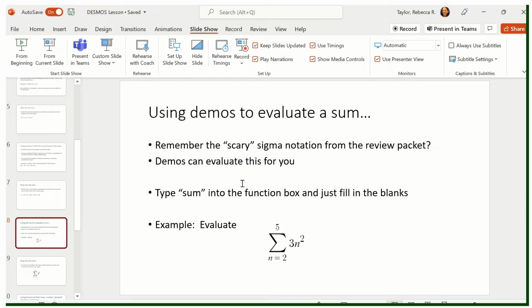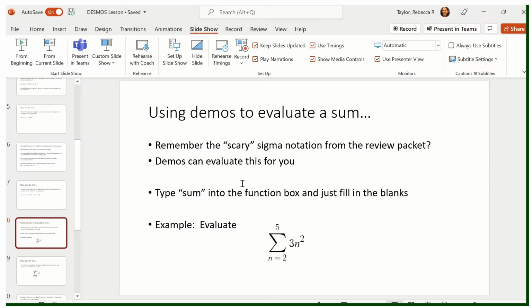Okay, so you can use Desmos. It does a whole lot of stuff. So now we're going to delve into, now that you have this tool, what are some of the other things you can do with it? So remember the scary, I put scary in quotation marks. It's not really scary, but it looks a little intimidating if you've never seen it before. Sigma notation from the review packet.